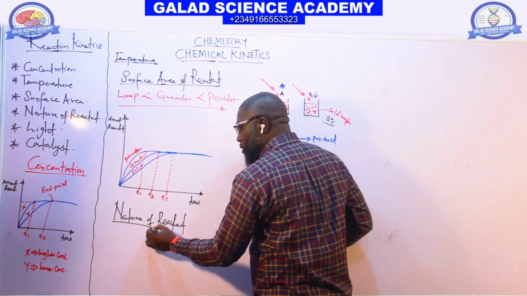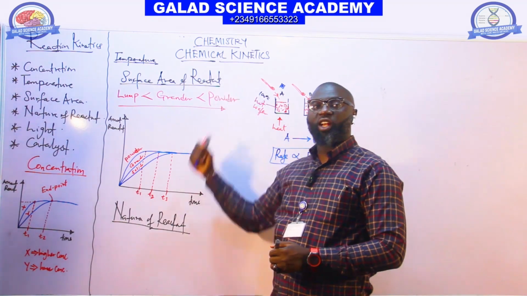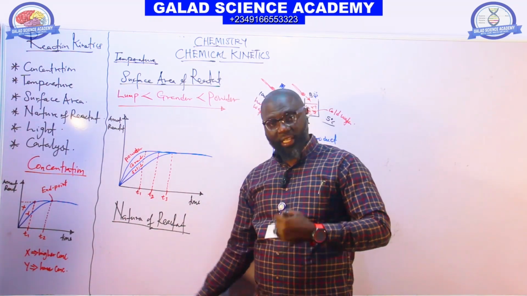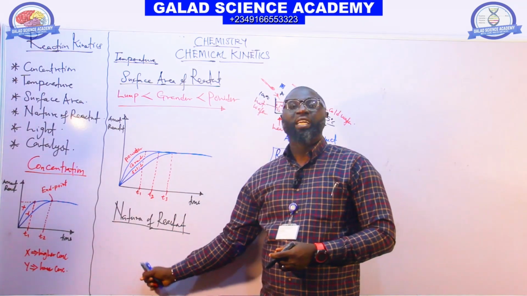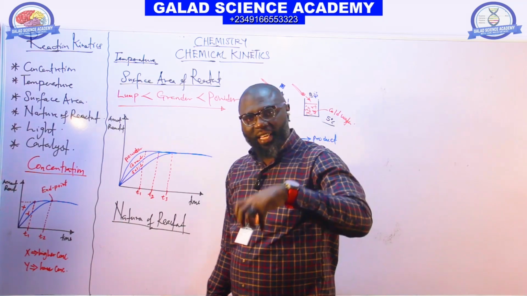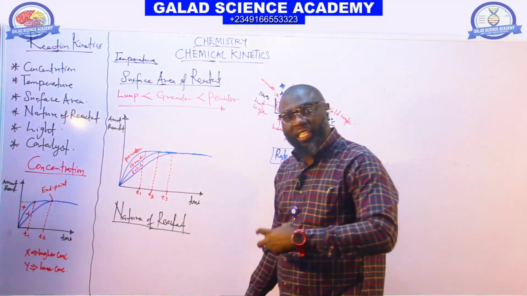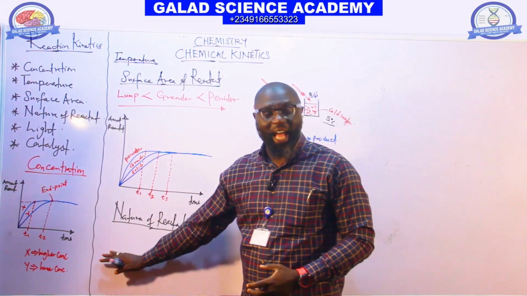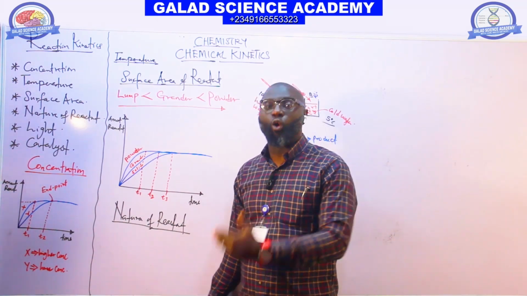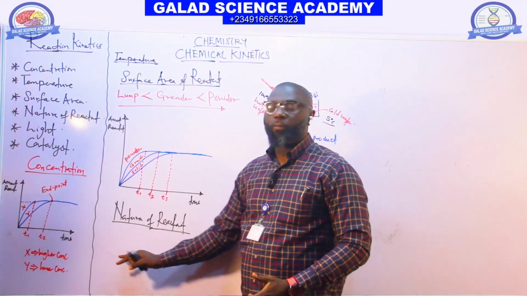In some textbooks they put surface area under the nature of reactants. They are almost the same. The nature of reactant simply means the type of substance we have in the reactant will determine the rate at which the reaction will occur, the speed at which the reaction will occur.